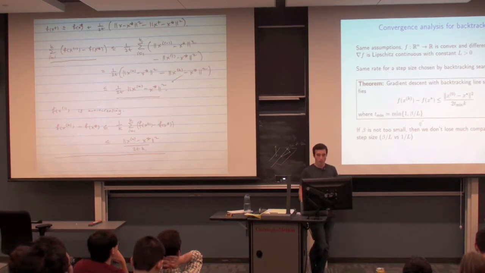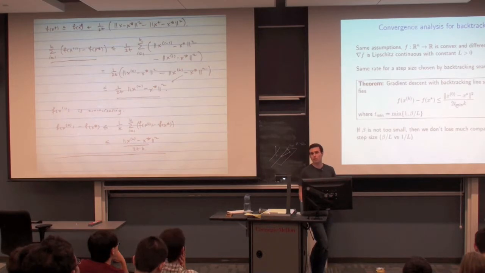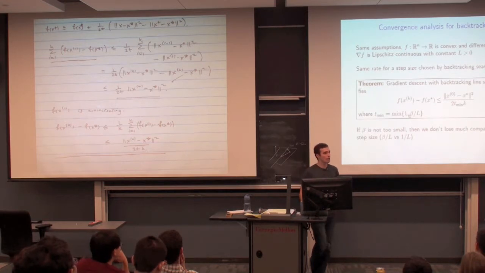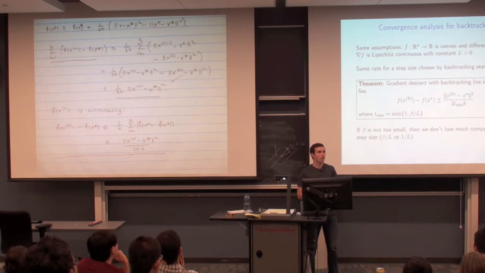So what can we see from this? If beta was tiny, really, really small, then actually this rate would have degraded, right? Because instead of having a 1 over L, I would have a beta over L in the denominator, which is a lot smaller. So it'll be bigger by a big constant factor. If beta was close to 1, then the rates are very close to the same up to a constant factor.